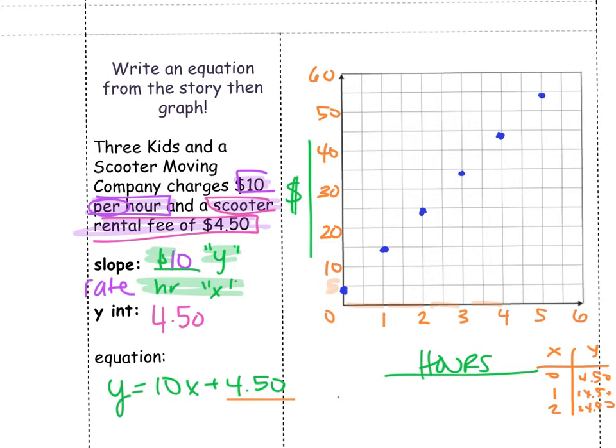Now that I have points, I can go ahead and connect them in that nice straight line, arrows on both sides to show it goes on forever and ever. And there we have it. If we would have done something wrong, we wouldn't have a straight line. A straight line proves it's that linear relationship, which is what we're focusing on right now.